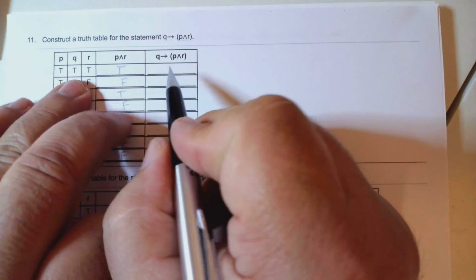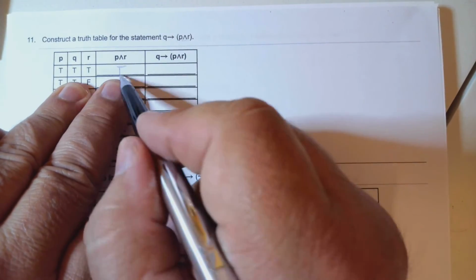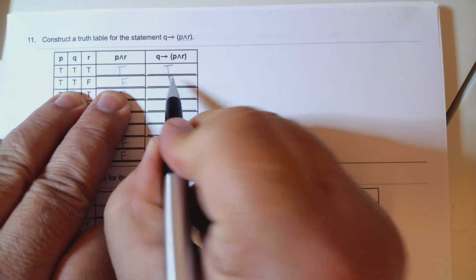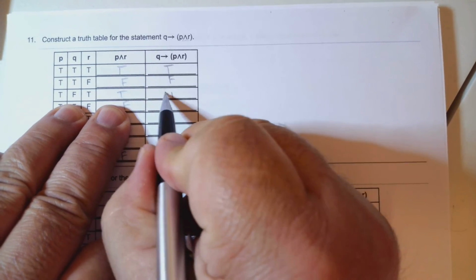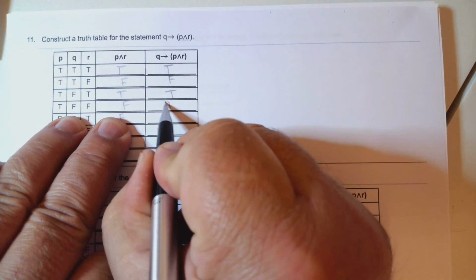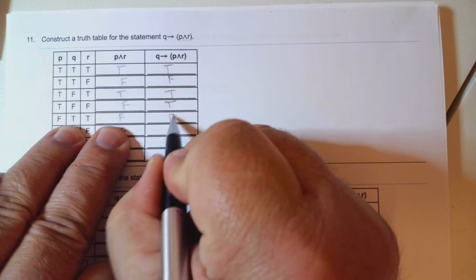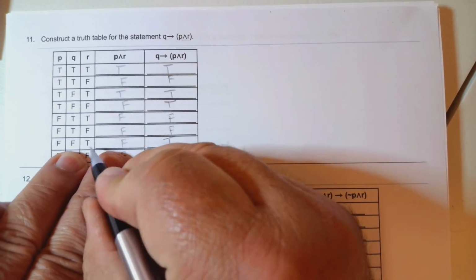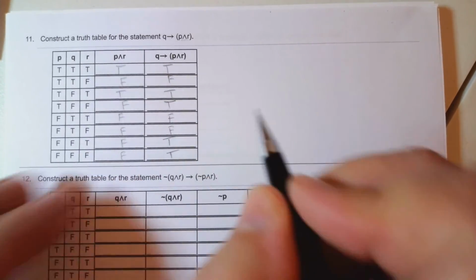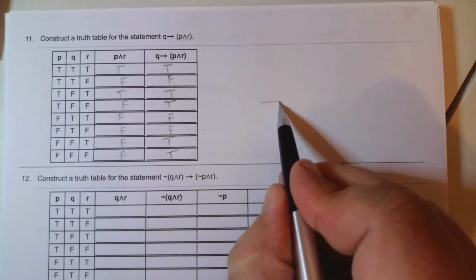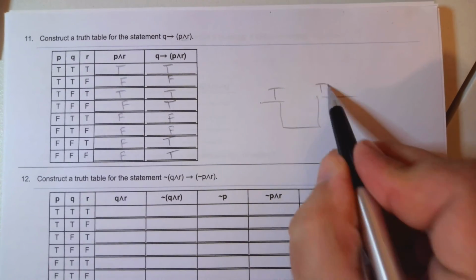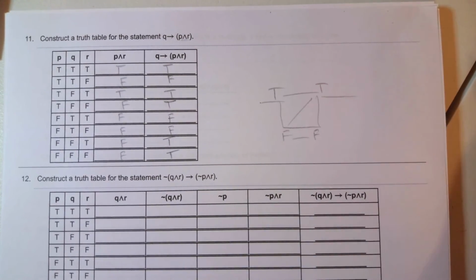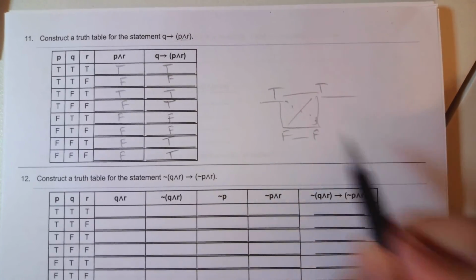Now, for Q to that, if this and this, since they're the same, that's true. Goes high to low, that's no good. Low to high, that's good. Same is good. Low to low stays good. Remember, true's up here, false is down here. As long as it goes up or stays the same, that's true. The only one you cannot have is true to false.